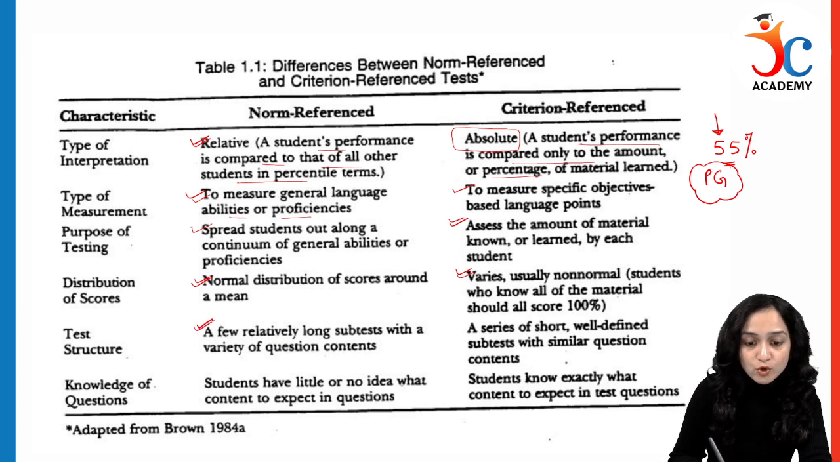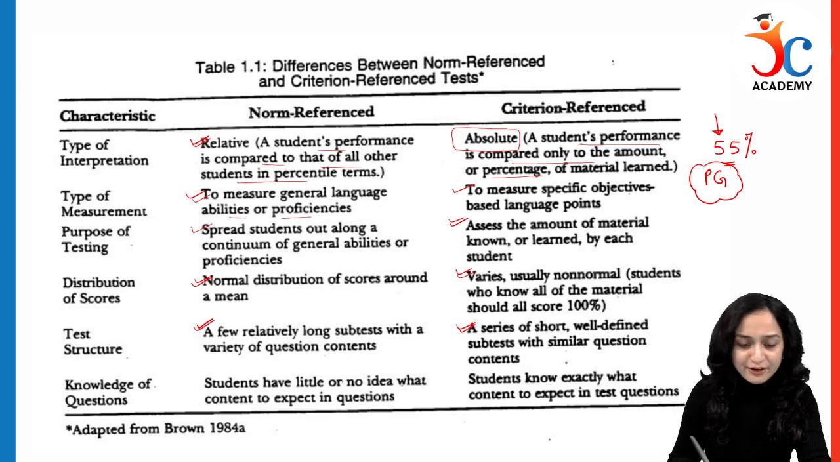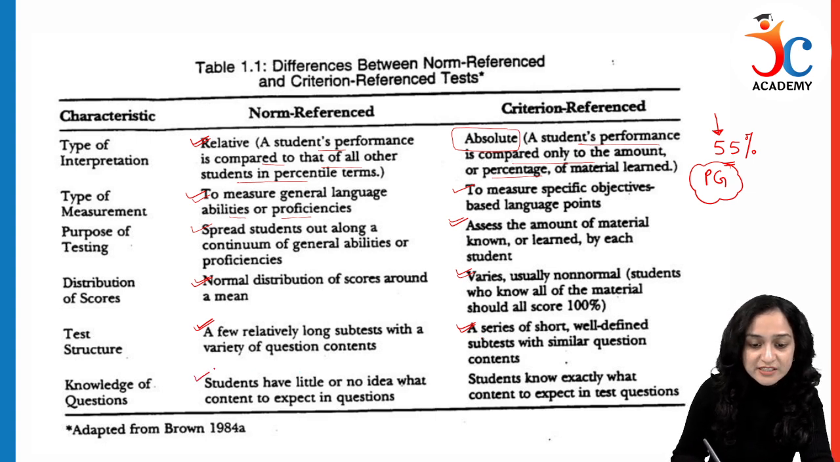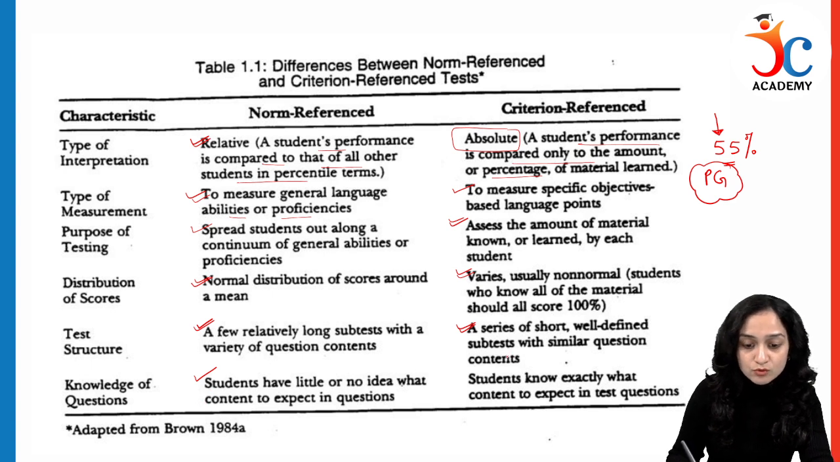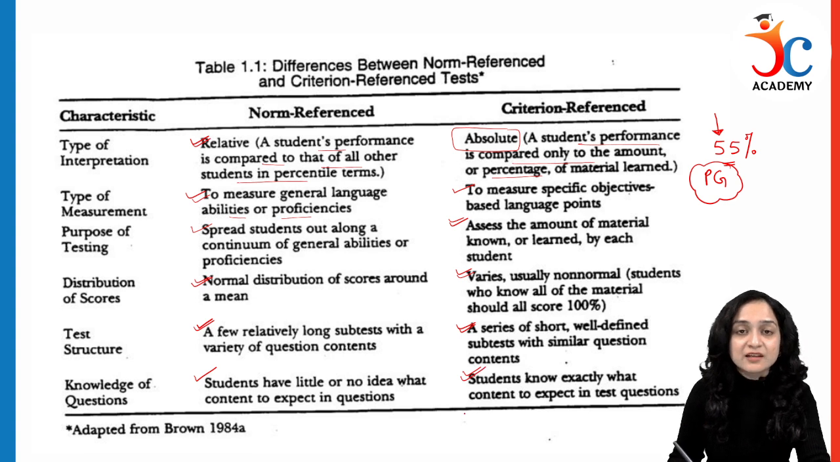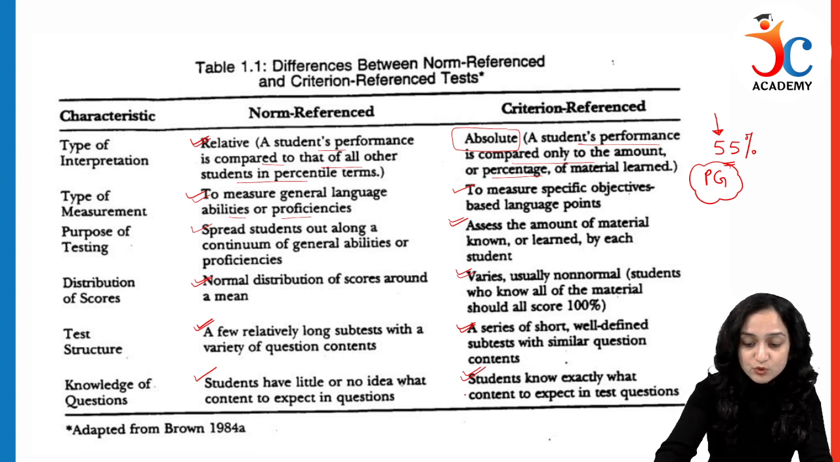Norm referenced has relatively long subsets with a variety of questions, and the criterion referenced contains a series of short and well-defined subsets. In norm referenced, students have little or no idea what content to expect, and in criterion referenced, students know exactly what can come in your question paper. So these are the basic differences between norm referenced and criterion referenced test.